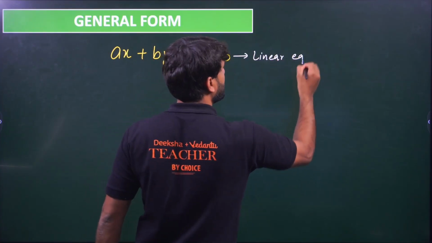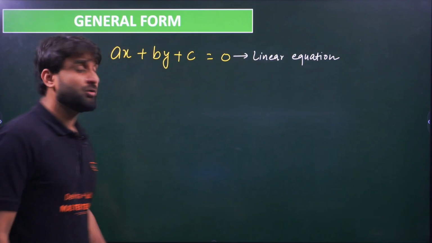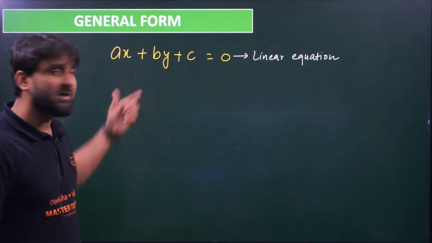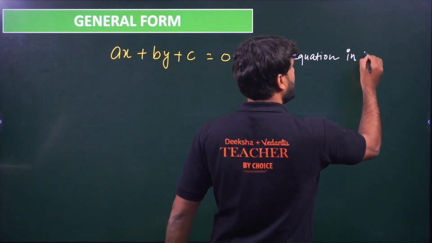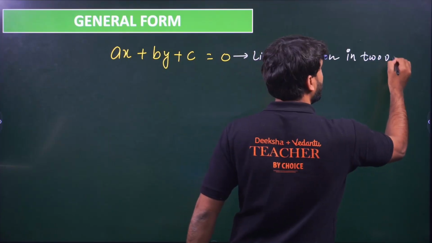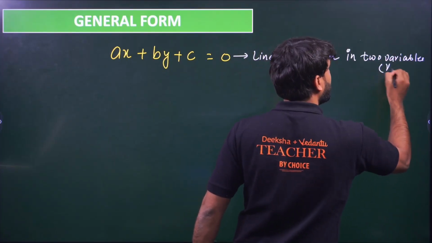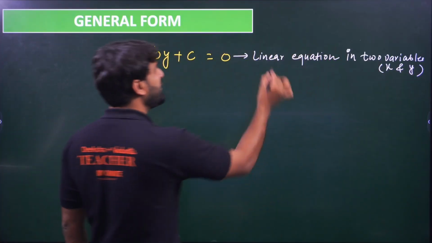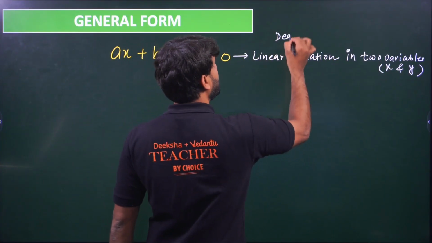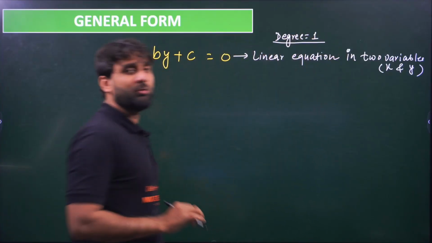Linear equation. Why linear equation? Because the highest power of x and y is 1. The degree is 1. Linear equation in what, champions? Two variables. Why two variables? Because here x and y are variables. And why linear equation? Because the degree of this equation is equal to 1. Degree means, I hope you know degree.